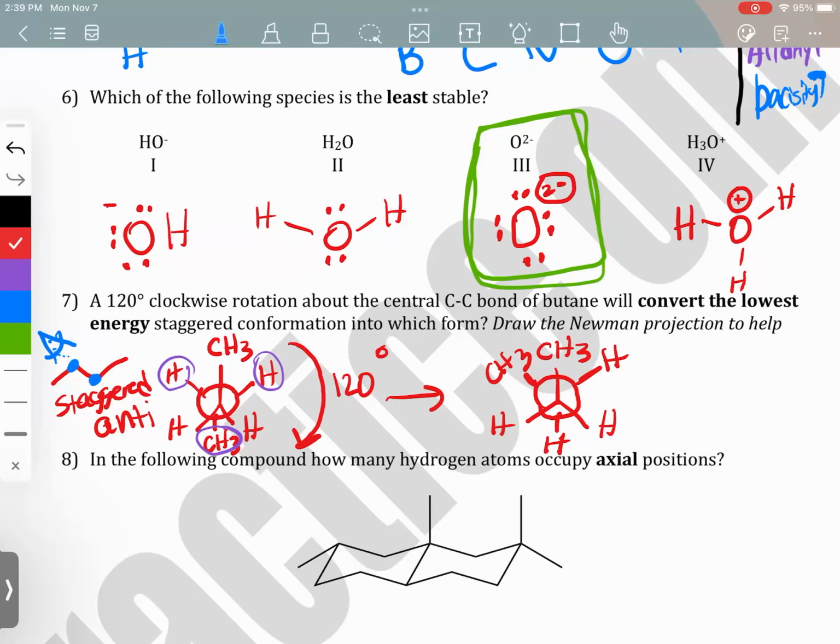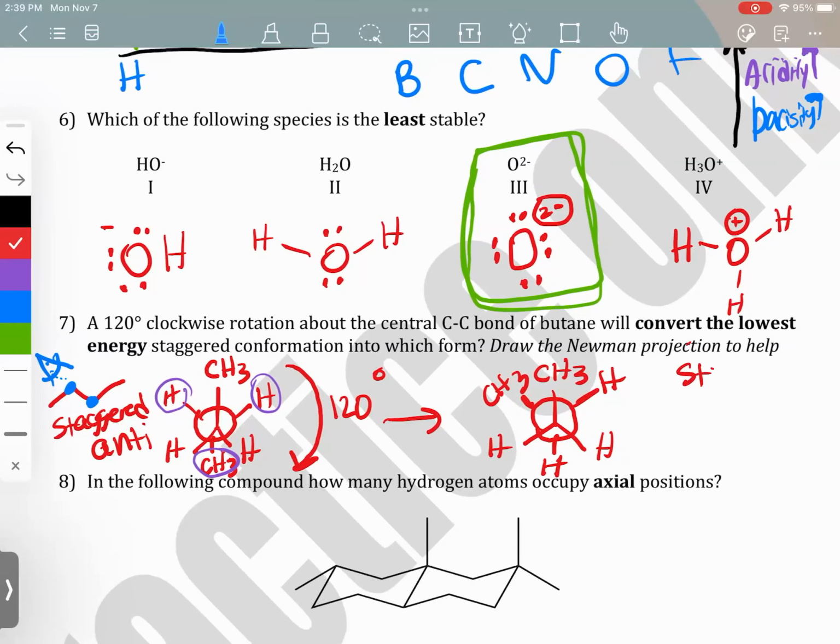Now, what's this conformation called? Staggered what? It's gauche. Yeah, it's the gauche. Whenever the big groups are together like this, close to one another, still 120 degrees apart, that's staggered gauche.